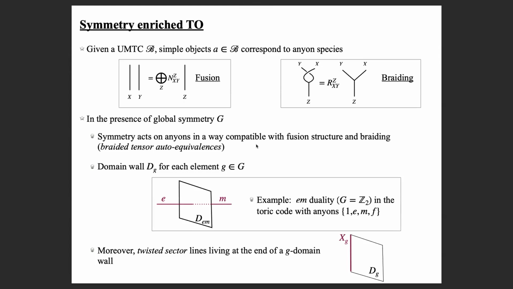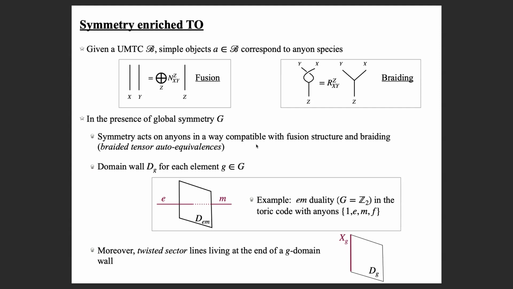Okay, so what does it mean that a topological order is described by a unitary modular tensor category? Well, every object in the category C corresponds to some anyon species, and this encodes two very important data, which are the fusion rules of the anyons and their braiding. And then, if you have a global symmetry G, this symmetry has to act in a way that is compatible with this fusion structure and with the braiding structure. So these are known as braided tensor autoequivalences.